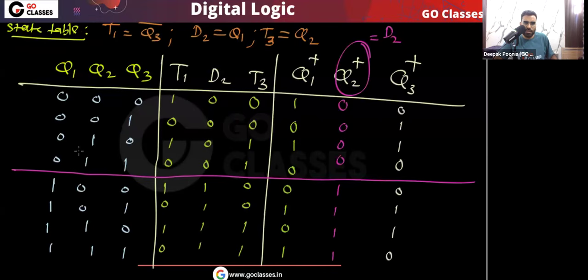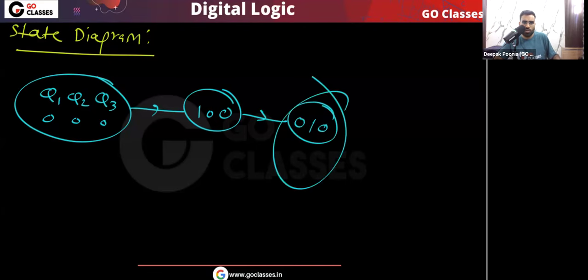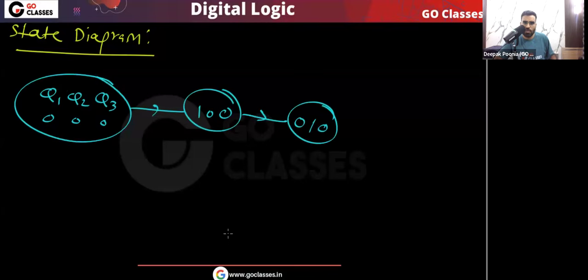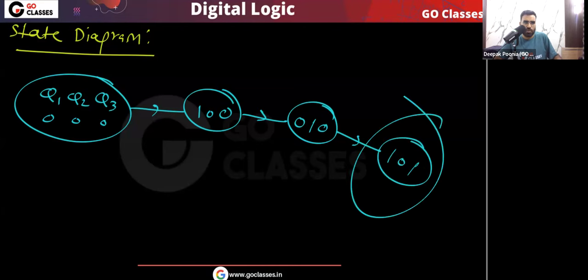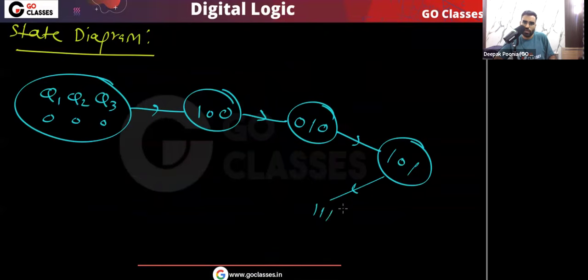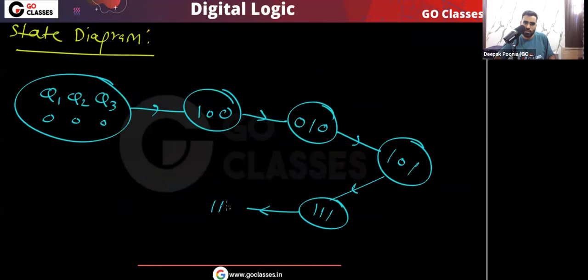Tell me, if the present state is 1, 0, 0, then what will be the next state? That will be 0, 1, 0. So from 1, 0, 0, we will go to 0, 1, 0. If the present state is 0, 1, 0, then what will be the next state? From 0, 1, 0, the next state is 1, 0, 1. If the present state is 1, 0, 1, then what will be the next state? From 1, 0, 1, the next state is 1, 1, 1. If the present state is 1, 1, 1, then the next state will be 1, 1, 0.